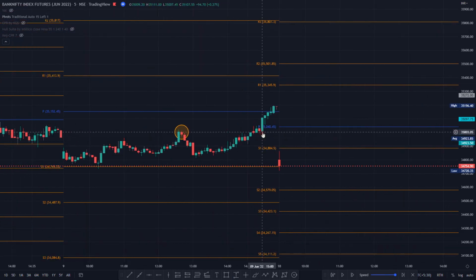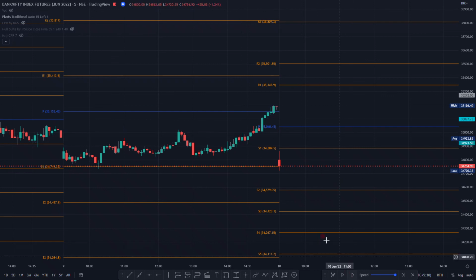This is the importance of central pivot. This is what I was talking about. This is why central pivot is very much important, and they actually help you in determining when the price of an asset is more likely to change its trend.